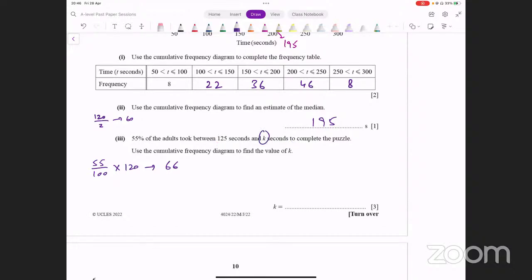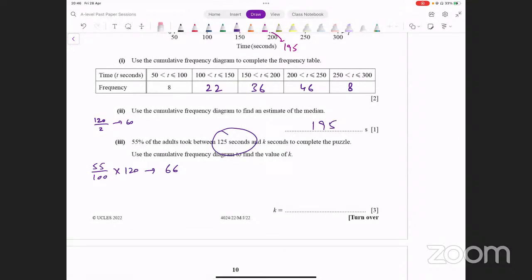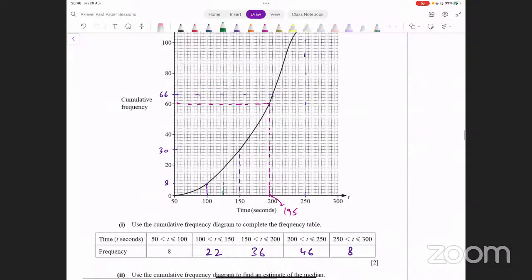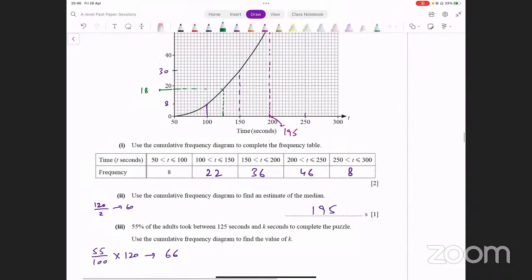Now we have to figure out the value of k. Let's see what value we have at 125 on the diagram. 125 is here. Corresponding to 125 we have 18 here. So there are 18 adults who took less than or equal to 125 seconds. 18 is here. So 18 people are less than or equal to 125. Now how many people should come between 125 and k? 66.